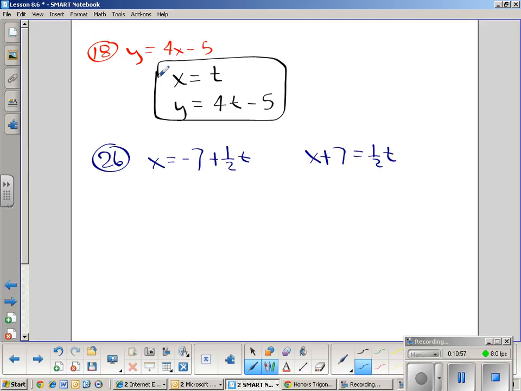So if they give us an equation, we start out by saying x equals t, and then we replace x with t. Solve for y, if it's not already solved for y. Okay? Now we're going to take this and go the other way. We have the parametric equation x equals negative 7 plus 1 half t, and x plus 7 equals 1 half t.